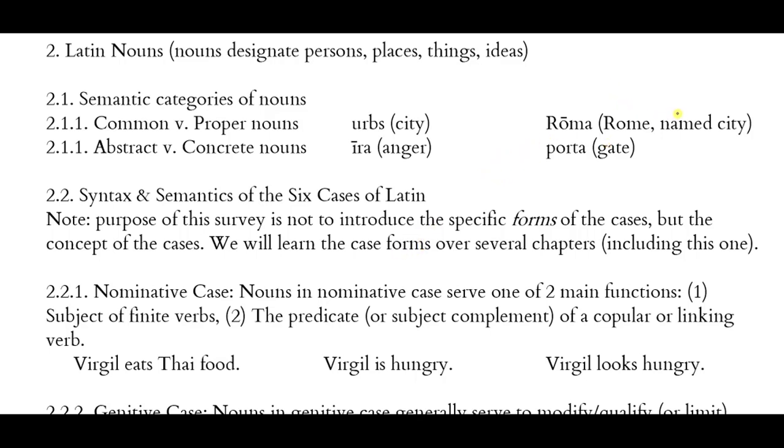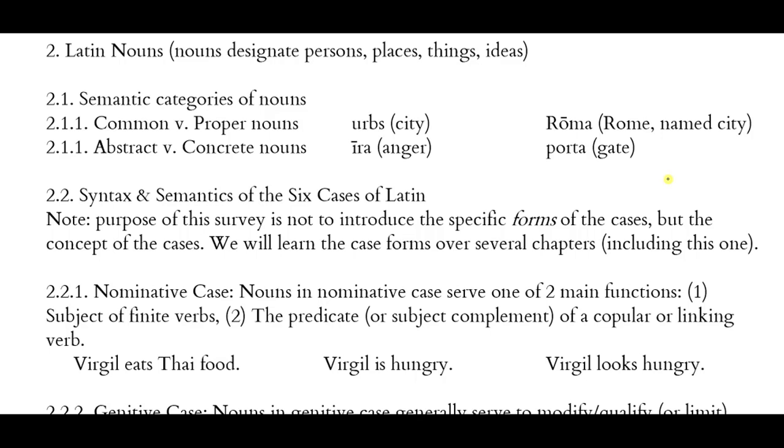So I can speak of the man, right? I'm using the word man as a general or a common noun, but a specific man might be Billy, right? That man has a name, and Billy is his name. That's the proper noun. Bridge versus Golden Gate Bridge. Now, nouns can also be construed of as abstract versus concrete. Ira is an abstract noun, anger, and porta is a concrete noun, gate. So I jokingly like to distinguish abstract nouns from concrete nouns by saying concrete nouns are something that if you were big enough, you could put it in your pocket.